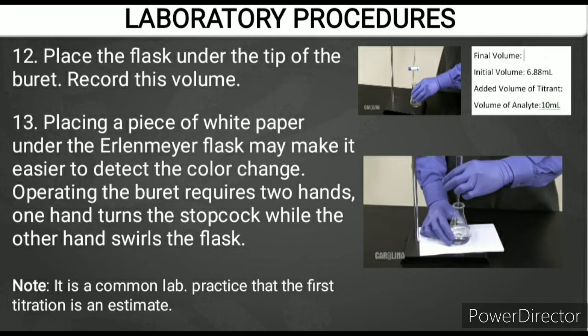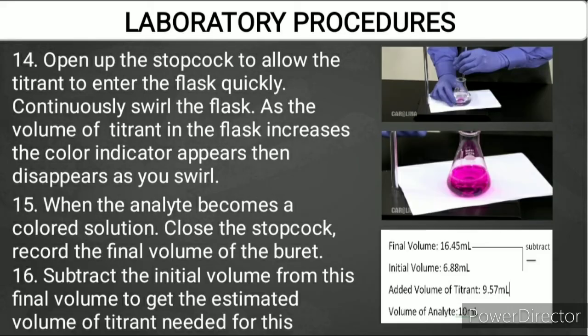Note, it is a common lab practice that the first titration is an estimate. Procedure number 12. Open up the stopcock to allow the titrant to enter the flask quickly. Continuously swirl the flask. As the volume of titrant in the flask increases, the color indicator appears, then disappears as you swirl.